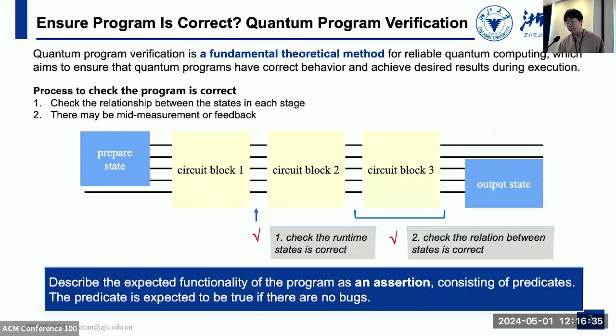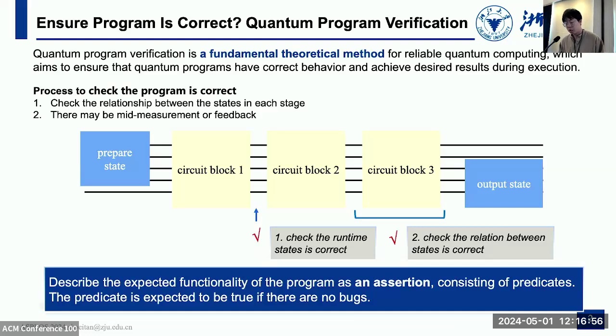Quantum program verification is a fundamental method to ensure that the quantum program has correct behaviors. In runtime verification, the expected functionality of the program is described as an assertion. An assertion consists of one or multiple predicates to check the runtime state and the relation between states.